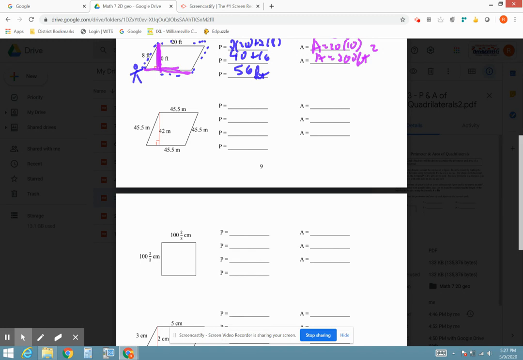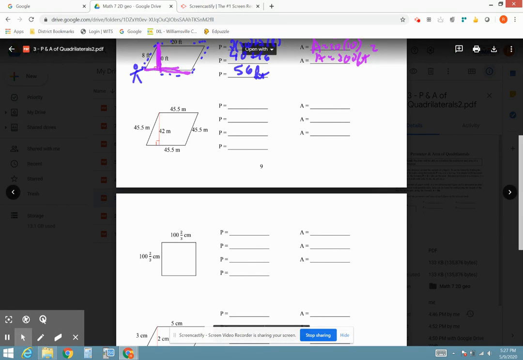All right, the next one, same thing, we just have decimals to deal with. So for perimeter, I would use the length and the width, or the outside measurements. So 2 times 45.5 plus 2 times 45.5. This shape is actually called a rhombus. You'll notice it's a square that's tilted on its side, which is a rhombus.